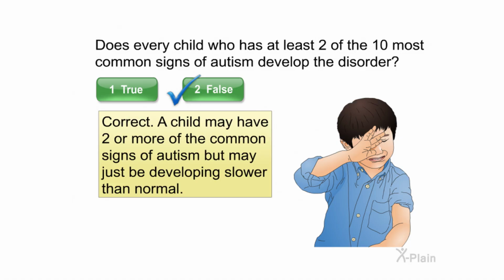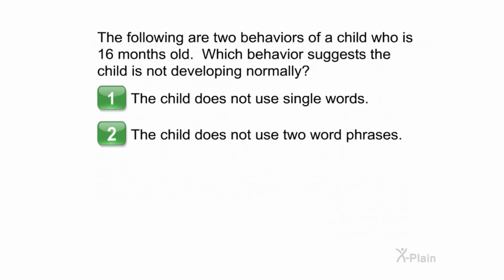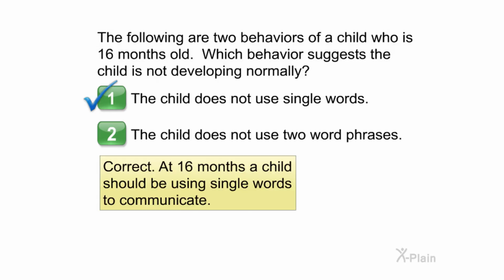The following are 2 behaviors of a child who is 16 months old. Which behavior suggests the child is not developing normally? Choose one of the following options. 1. The child does not use single words. 2. The child does not use 2-word phrases. Correct. At 16 months, a child should be using single words to communicate.